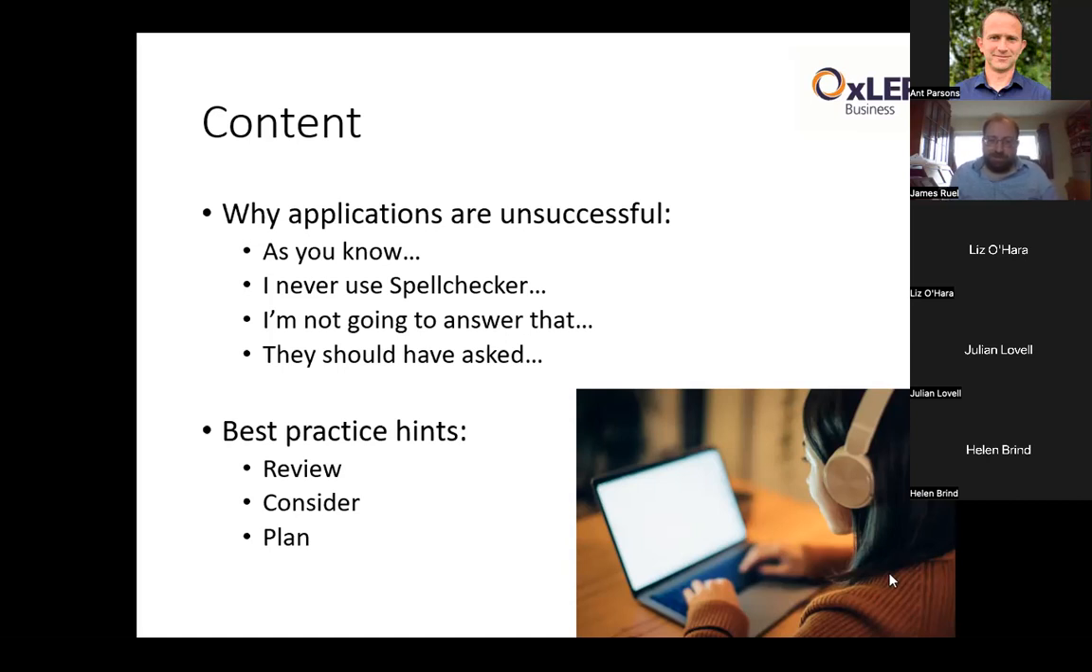They should have asked me this, so that's what I'm going to answer. I see applications quite frequently where people have answered a different question. You therefore cannot highly score the question that has been asked because they answered a different one. So again, best practice hints: review your application, take the time to consider what it is we're asking for and what we're looking for, and again, plan how you're going to do your answer and what you're going to put in it.